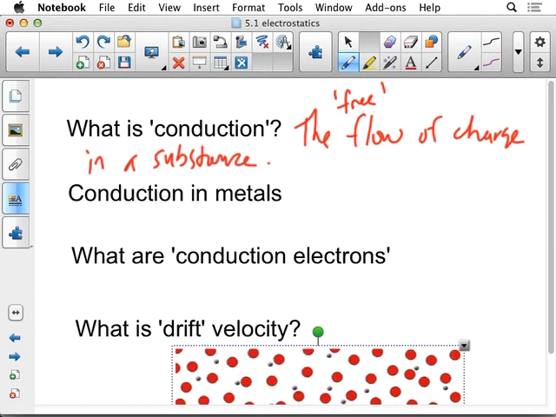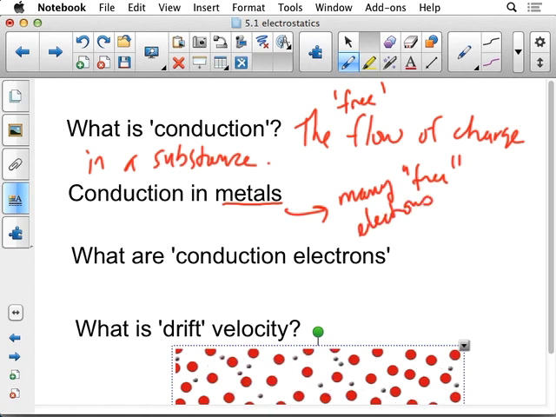The most common way we think about conduction is in materials that conduct it well, and those are metals. Okay? Conduction in metals. How does it work? That's one of the things we want to look at. And how is it different from other types of materials that might conduct electricity? Metals are very special. Metals contain many so-called free electrons.